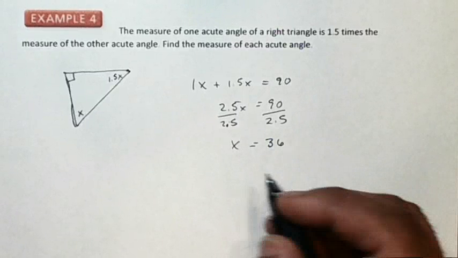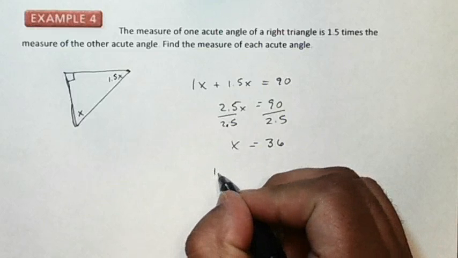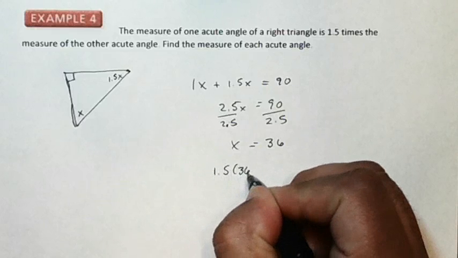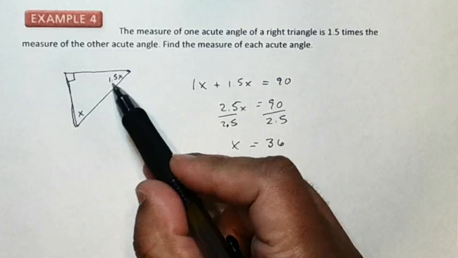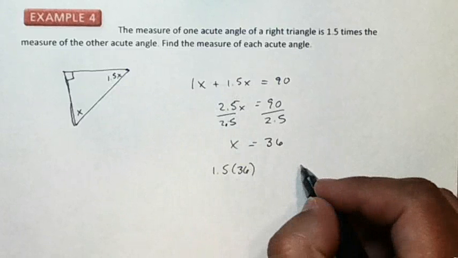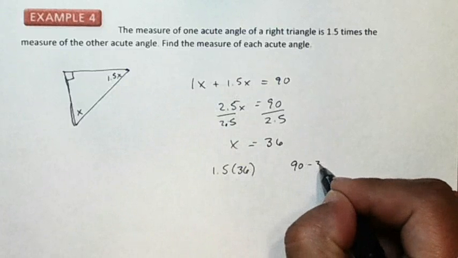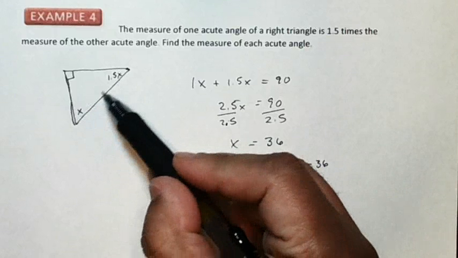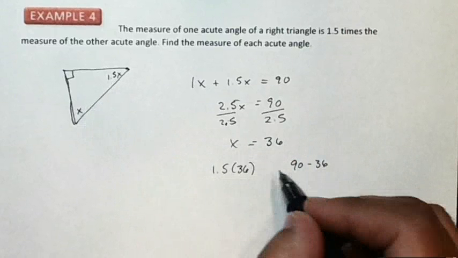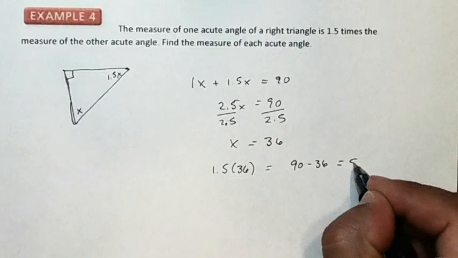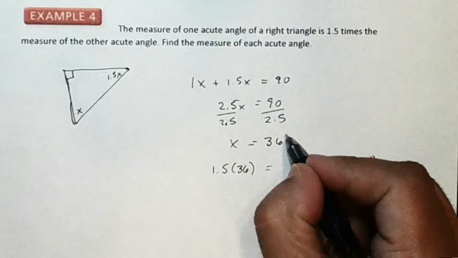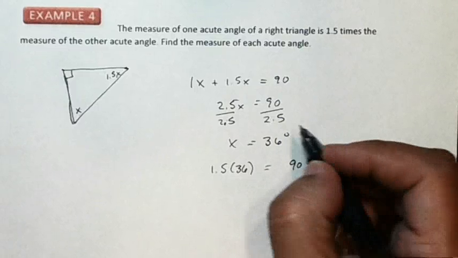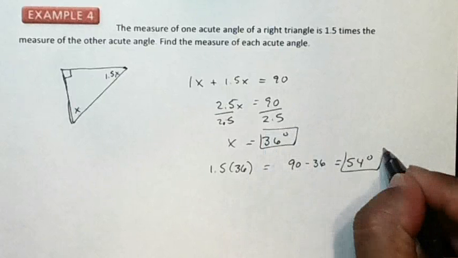And then for the other angle, we can do it one of two ways. We can either take 1.5 times 36, since this one is 1.5 times bigger, or we could also just do 90 minus 36 and say these two angles here are complementary. And either way, we get 54 degrees. Alright, so those are my two angles, 36 degrees and 54 degrees.